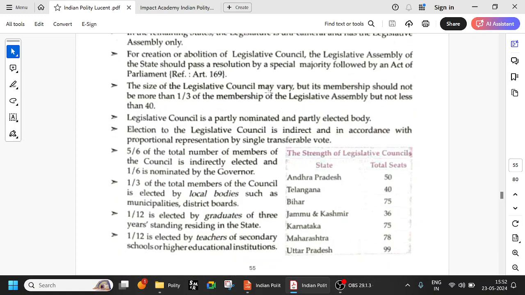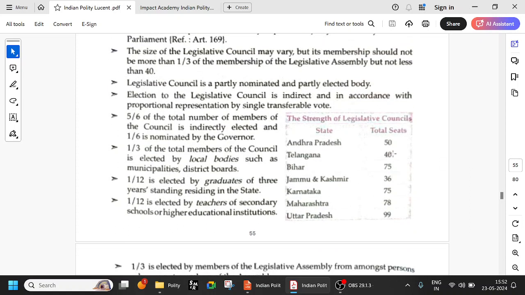The size of the legislative council may vary, but membership should not be more than 1/3 of the membership of the legislative assembly, and not less than 40. The legislative council is a partly nominated and partly elected body. We have already seen, election to the legislative council is indirect. Teachers, graduates, doctors, we've seen, right? And in accordance with proportional representation by single transferable vote.